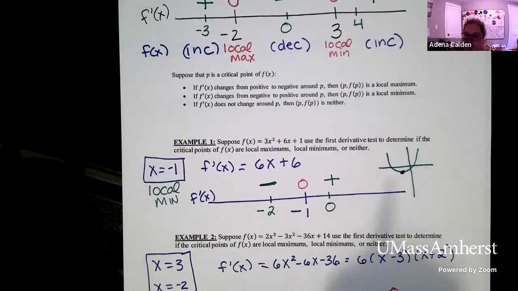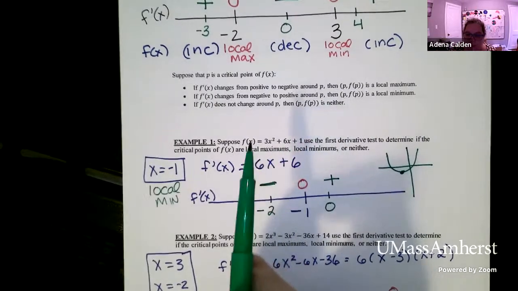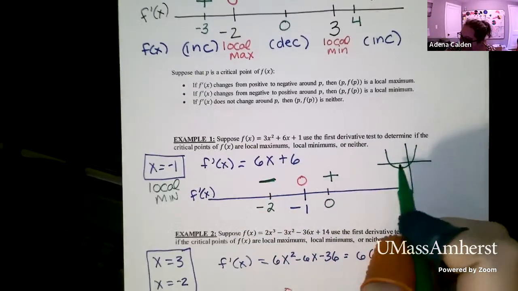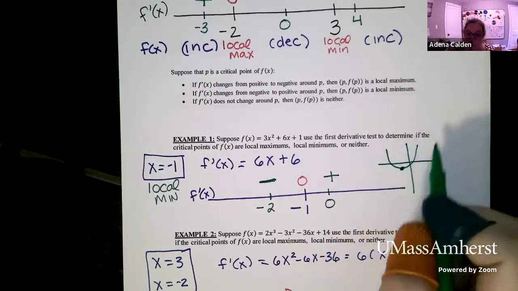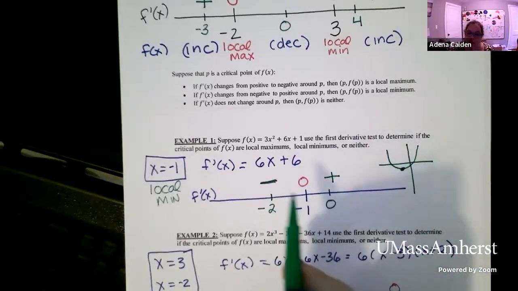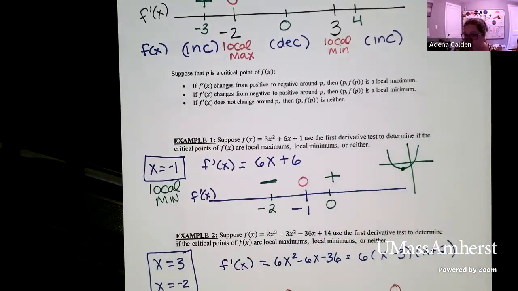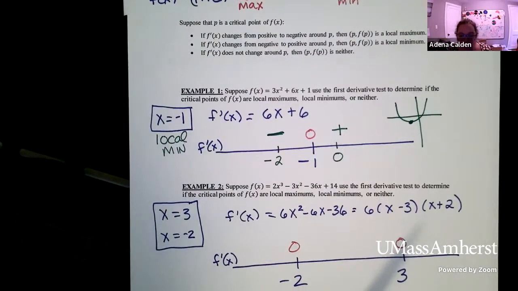It ended up looking like this when we graphed 3x squared plus 6x plus 1. Over here at -1, we saw that it was a local minimum. So this is going to agree with the other tests that we did. You're not going to get different conclusions. Okay, so now let's look at the next one.